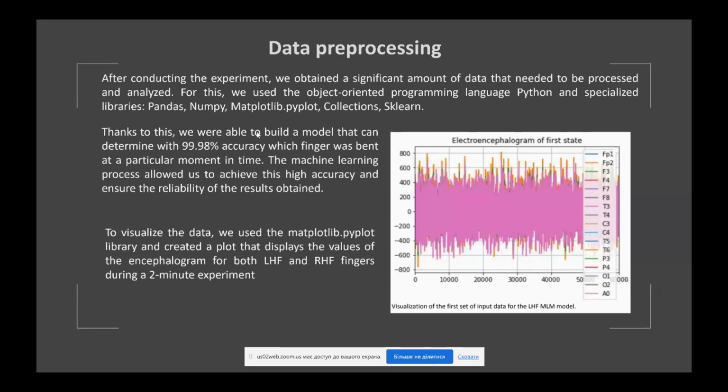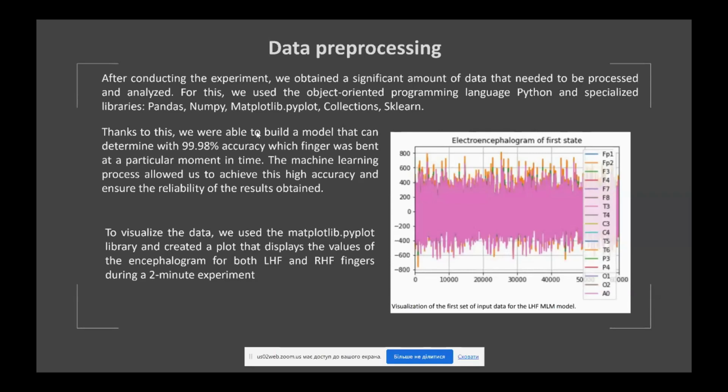98%, actually which finger was bent at a particular moment in time. The machine learning processes allowed us to achieve this high accuracy and ensure the reliability of the results obtained.